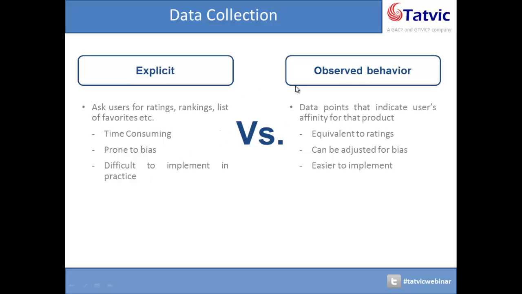So instead of it, we can use another approach and observe the user behavior, in which we identify the affinity of users for that particular product. So we need to identify the data points that indicate user affinity for that product, and we can generate the rating based on those metrics or those data points. And this approach is very easy to implement. So let me talk about how we can calculate this rating, which is a representation of user interest.